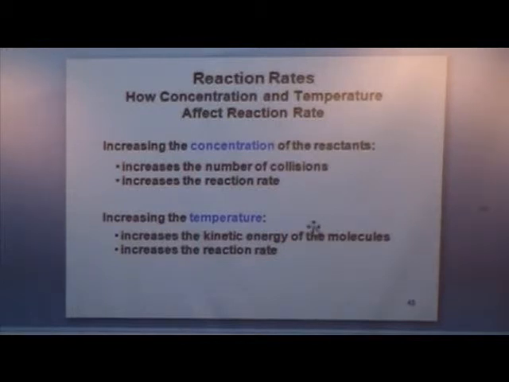Okay. Now I would like to discuss reaction rates. Sometimes some reactions are very slow, right? Sometimes some reactions are much faster. So in this case, we're going to see how reaction rate is affected by concentration and temperature.